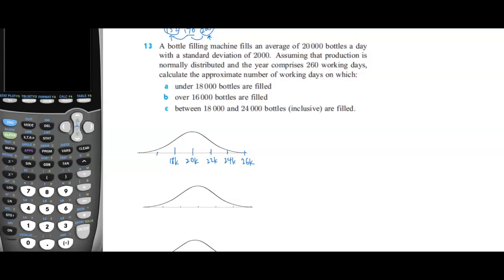If we subtract 2K from 18K, it would be 16K. If we subtract 2 more, it would be 14K. We've written down everything on the number line. I think we're fine with that. Assuming that the production is normally distributed and the year comprises 260 working days, calculate the approximate number of working days on which under 18,000 bottles are filled.